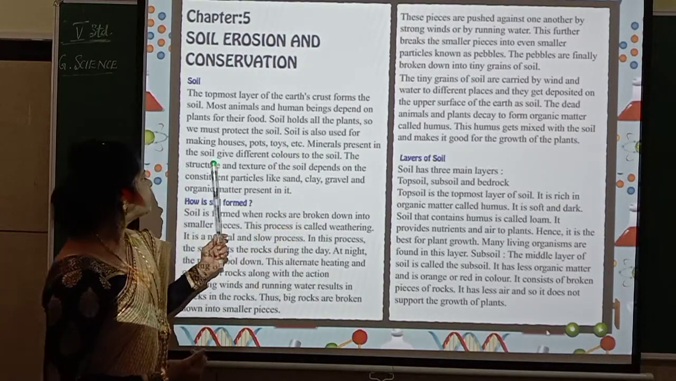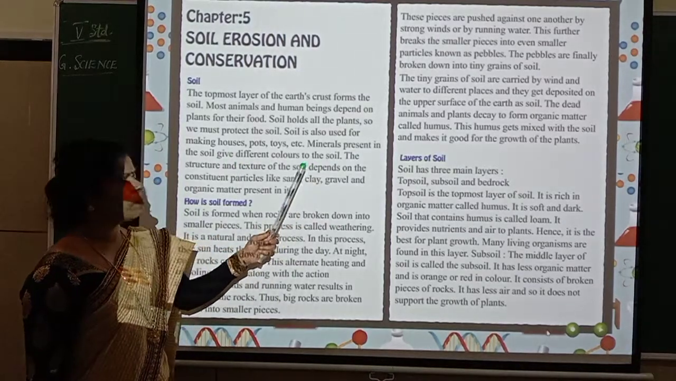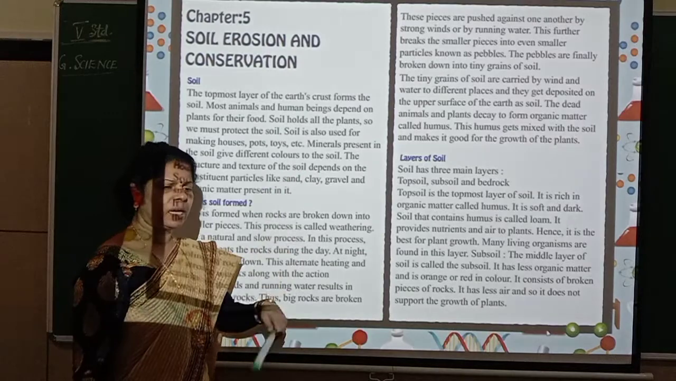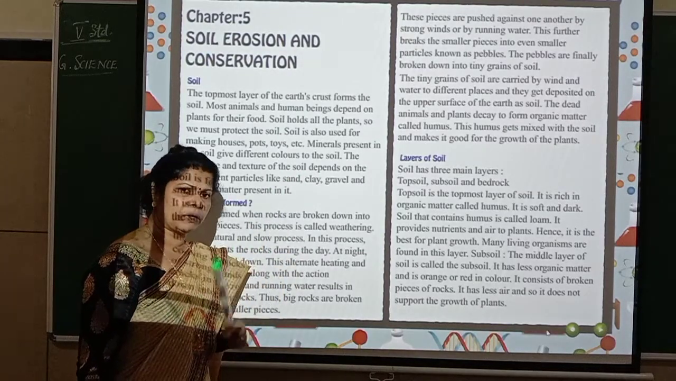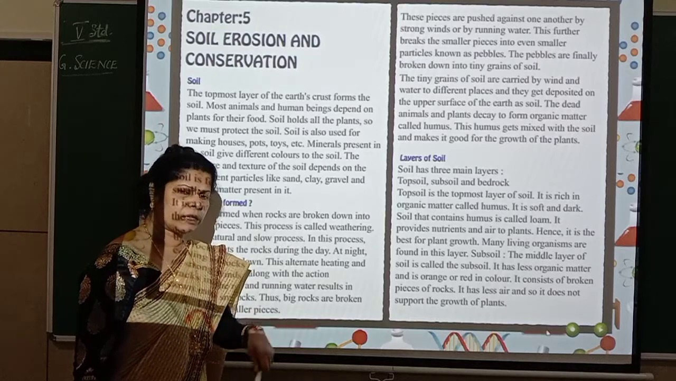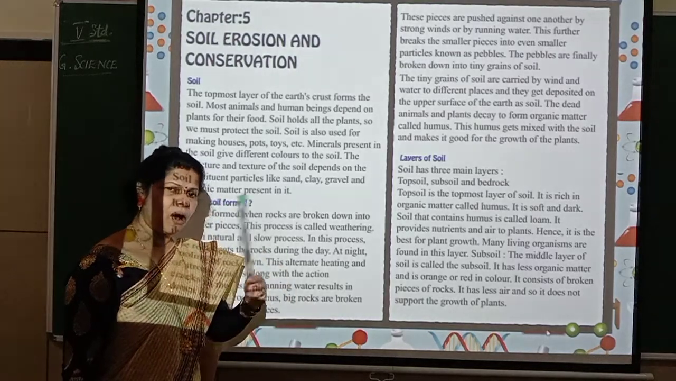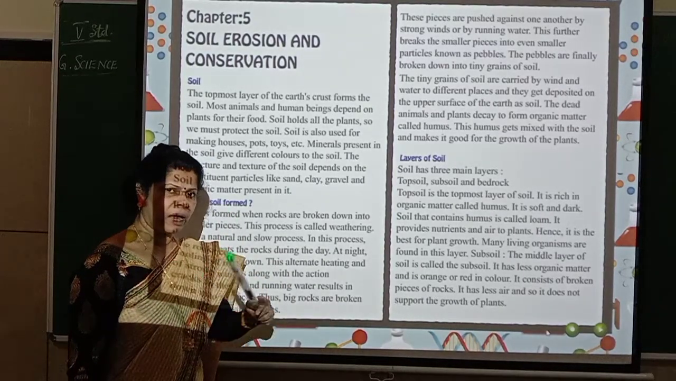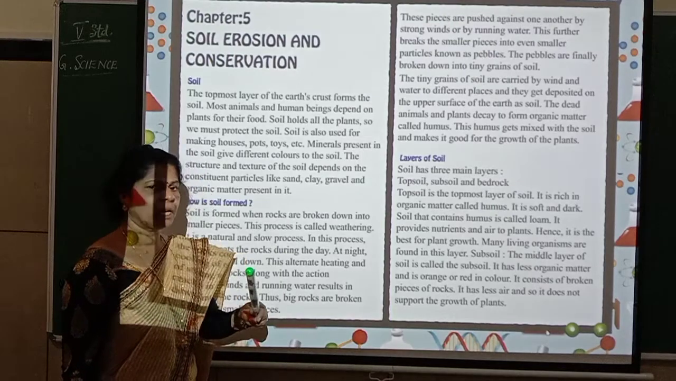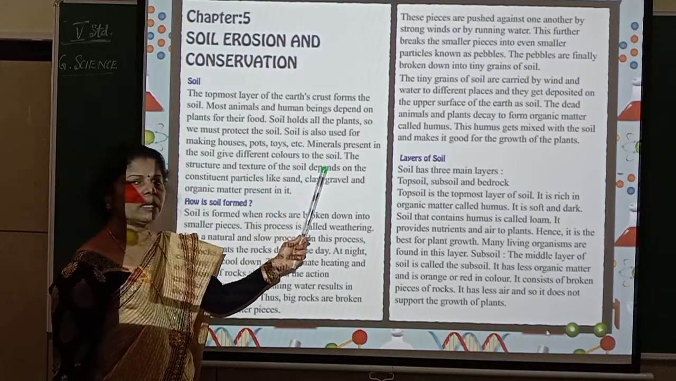Minerals present in the soil give different colors to the soil. So what happens? There are minerals. When you see a layer, when you are constructing a house, when you go for the foundation, you can see when the ground is dug, you see different layers. And all the layers will not have the same color. Every layer's color also differs. So you can see here, minerals present in the soil give different colors to the soil.